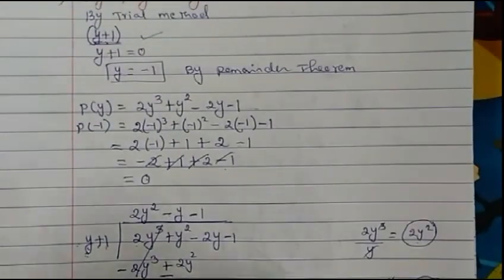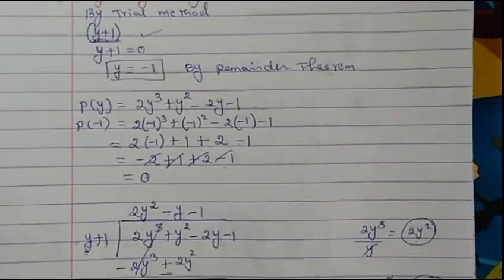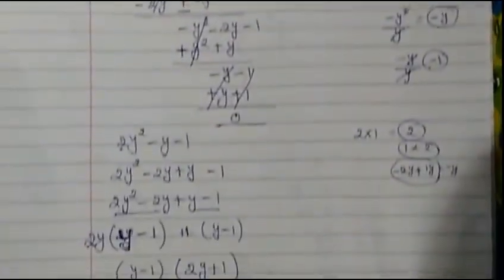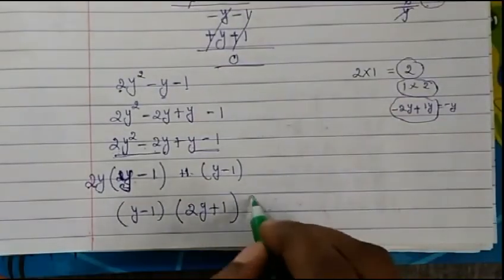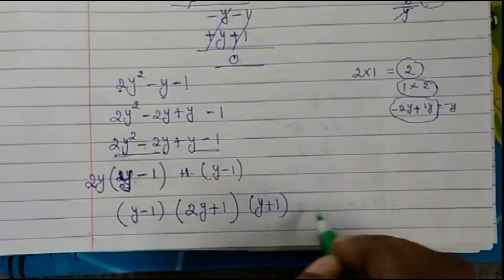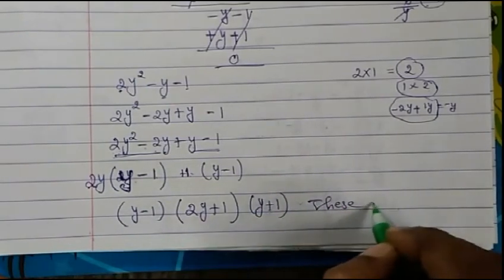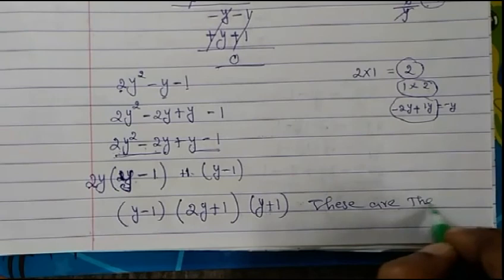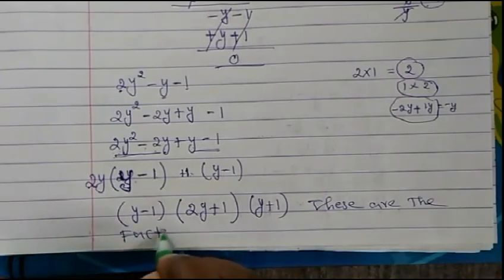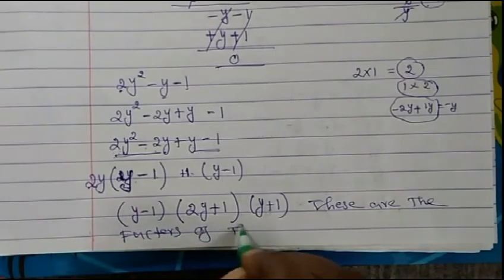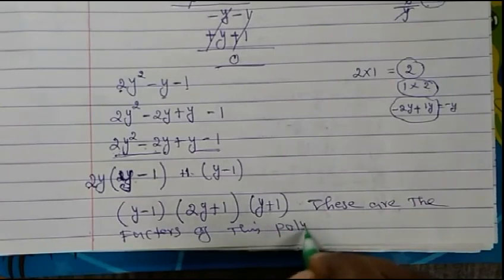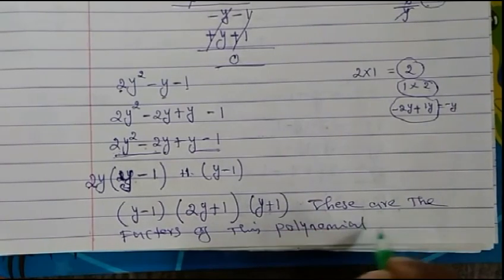Now already we had a factor here. One more factor we had found out, y plus 1. So we add that also. So we have y plus 1 also. So these are the factors of this polynomial.